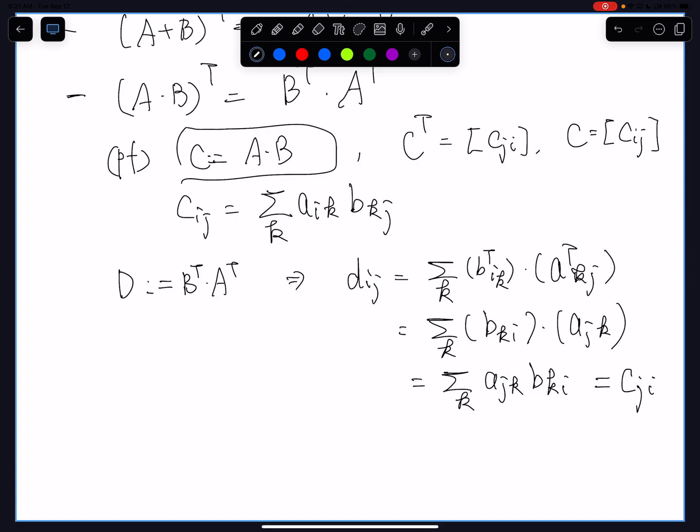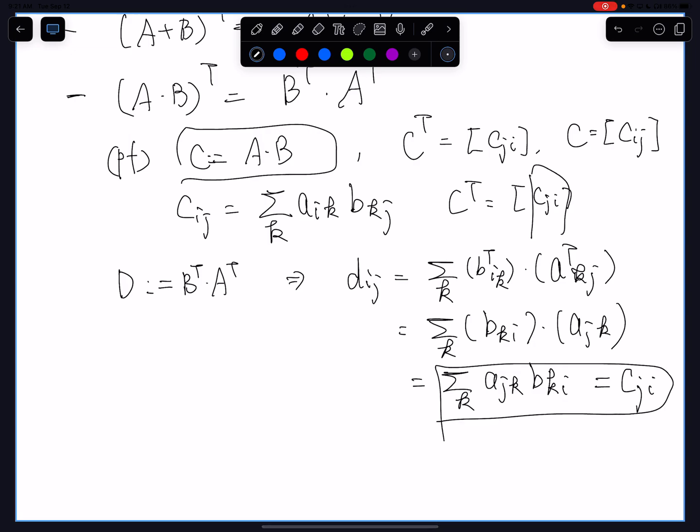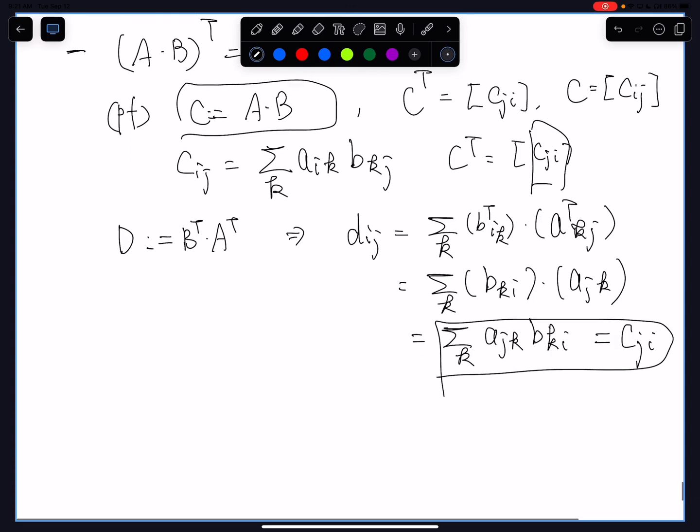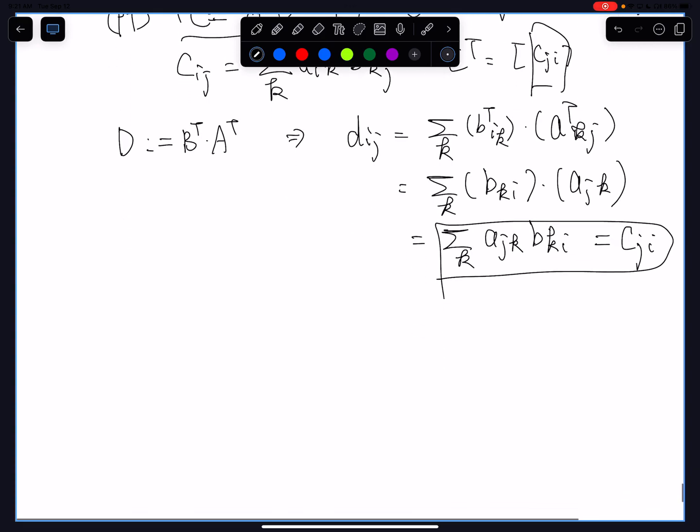Cji, right? So for C transpose, that is the Cji. So we get that identity here, right? So this is the end of the proof. Something like that. So this kind of basic proof, I expect you to know. You see what I mean, right? So that means it can be on the exam, right?